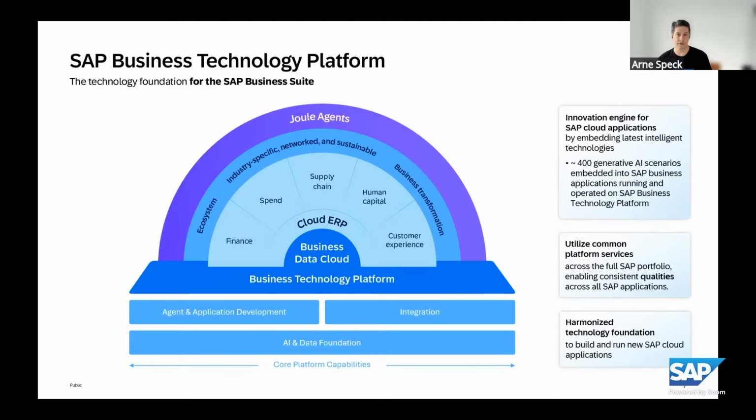Now, if we look at BTP from different perspectives, we can also have a look at how SAP, for example, sees BTP and what it means for them. So if we, as SAP, look at BTP, first of all, it is our harmonized technology foundation for all the business suite applications that we're offering, meaning that we have common technologies and services that we're using for specific tasks within our stack.